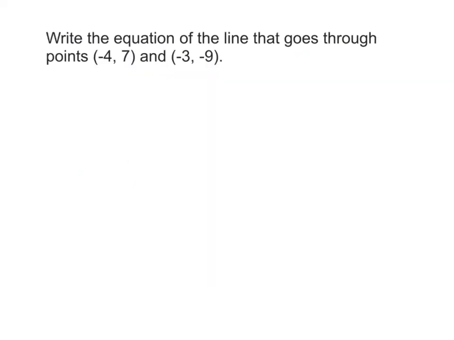Okay, at this point I'd like you to pause the video and try writing this equation on your own. Write the equation of the line that goes through points (-4, 7) and (-3, -9). And keep those 3 steps in mind that I showed on the previous example, and then check back to see how you did writing your equation.